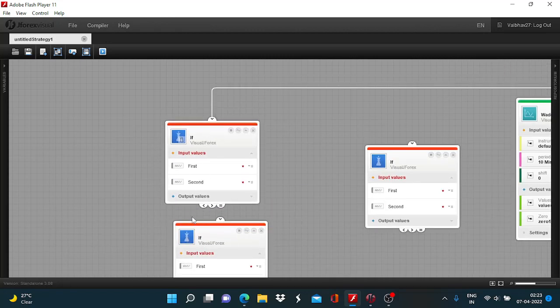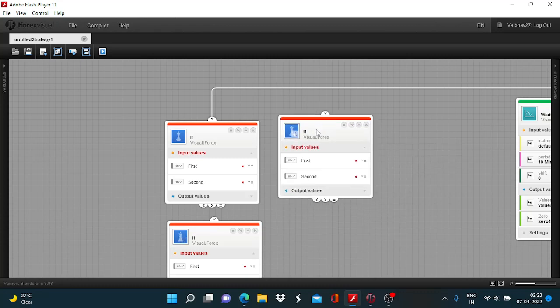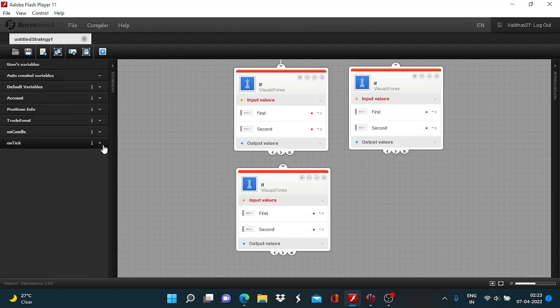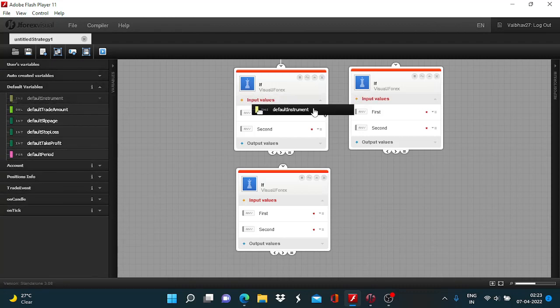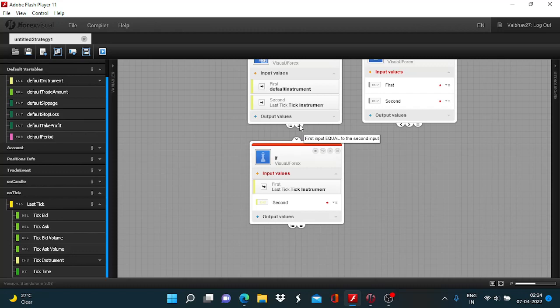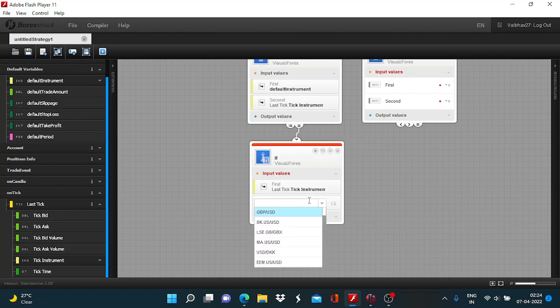First, I will get the instrument subscription done. The default instrument should match with the on tick candle instrument. And then that tick instrument should match the instrument of our choice, which is the Euro USD. So we have to look for Euro USD among this long list of all the instruments available for trading on the Visual JForex platform.